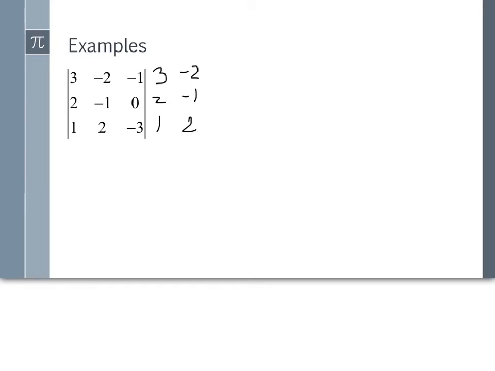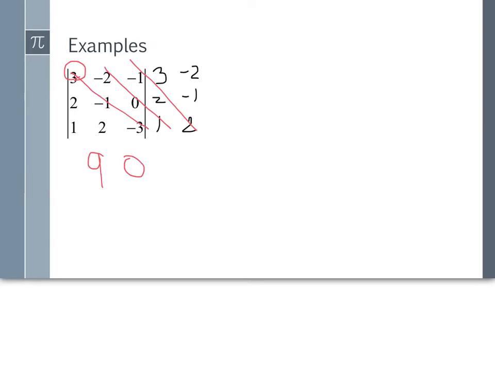Now, starting at the top left corner of the matrix, I'm going to draw 3 diagonal lines, and I'm going to multiply all the numbers together in each of those diagonals. In the first diagonal, I have 3 times negative 1 times negative 3, that's 9. Negative 2 times 0 times 1 is 0.